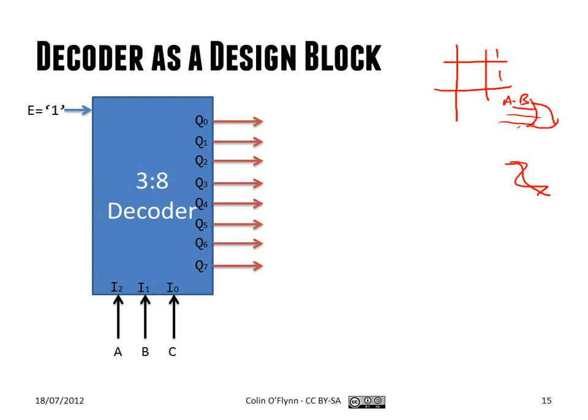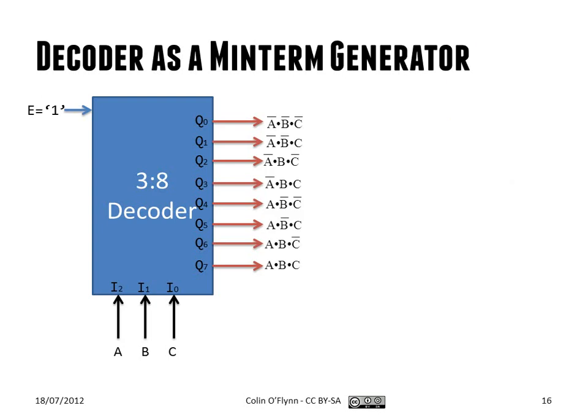So what we can do is actually realize that the decoder is effectively generating min terms. So again, we tie enable to 1, and what happens is, say, for 101 as an input, this is going to select output 5. So Q5 will have a 1, everything else will be 0. So this can be seen as equivalent to the min term A and B complement and C.